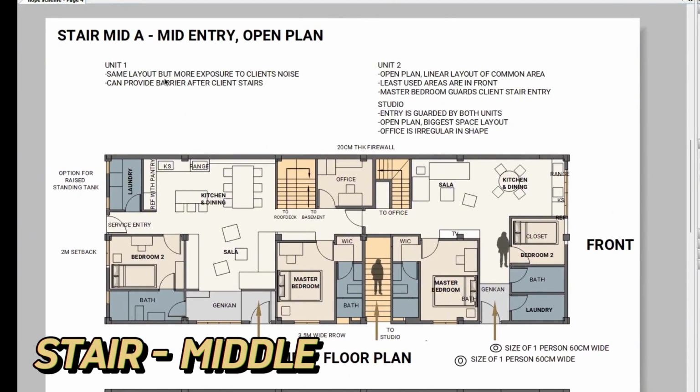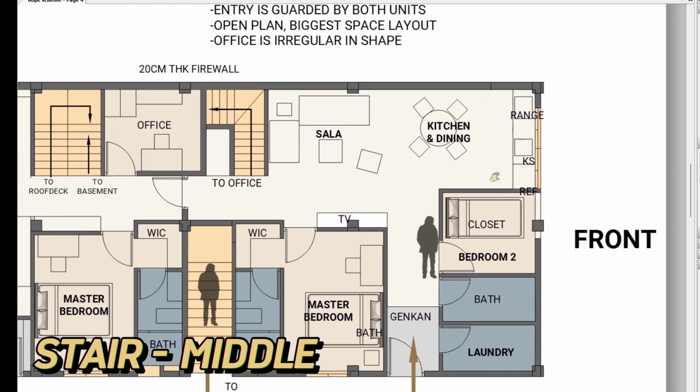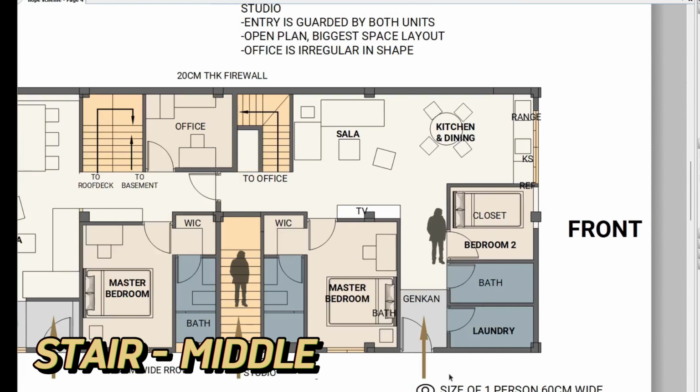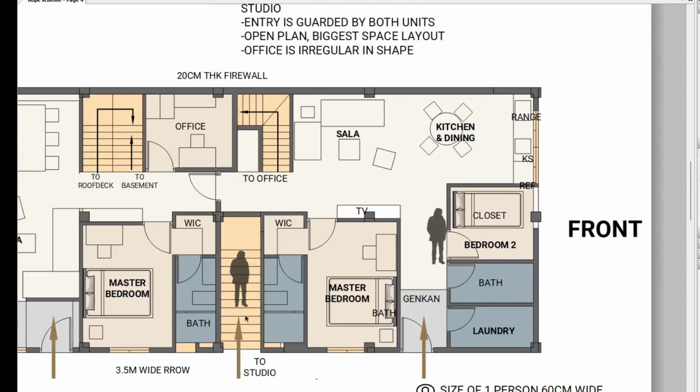For our third option, we will see stair mid A. Stair mid lets the guest go until the middle of the structure in order to go towards the second floor. This is a more private access, and the front can be used for natural lighting and ventilation of the bedroom. However, it's discretionary up to the photographer if she would like to invite them into her personal space before going up to the office.